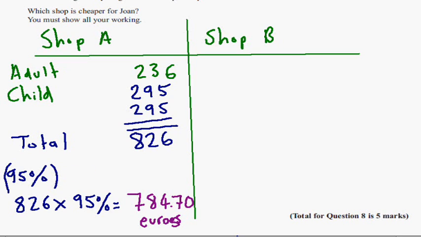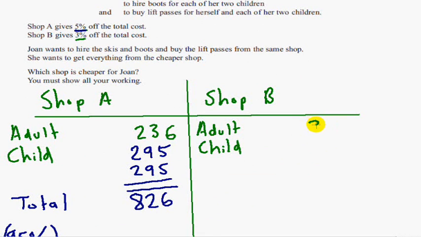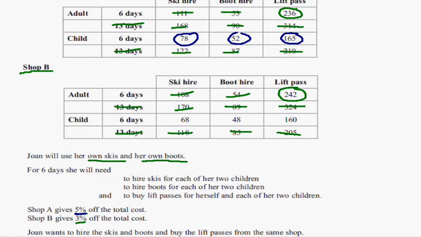So once again, it's going to be 1 adult and 1 child, but it's going to be different prices, obviously. So let's have a look at the prices. Right, once again, I'm going to get rid of the 13 days so I don't accidentally take the wrong numbers. She doesn't need ski hire or boot hire. So slightly cheaper, 242 euros. No, more expensive actually for shop B. 242 euros. For one child, it's going to be 68 euros, add 48, add 160.